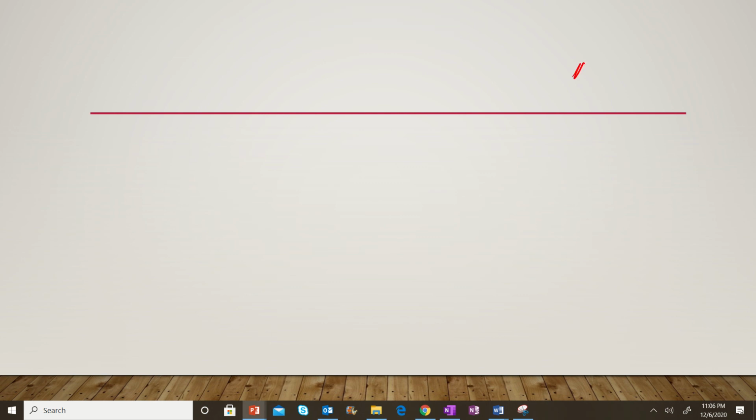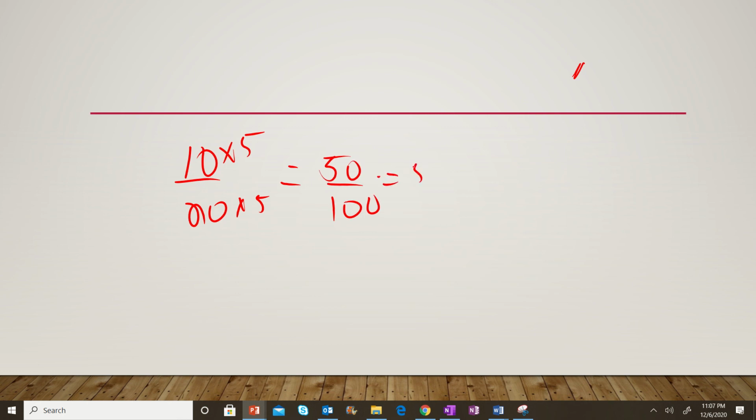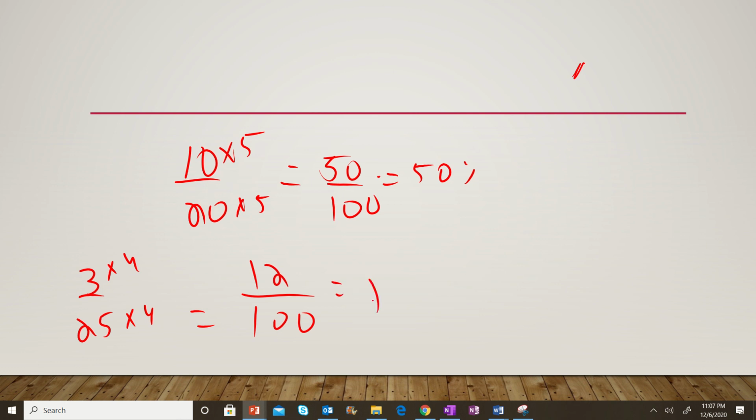So let's do a couple practice ones here. So let's say I said 10 over 20. Well, I'm going to do 20 times 5, and I'm going to do 10 times 5. So I'm going to get 50 over 100, which is 50%. What about 3 over 25? I'm going to go 3 times 25 is 100. Now, 4 times 3 is 12 over 100, so it's 12%.